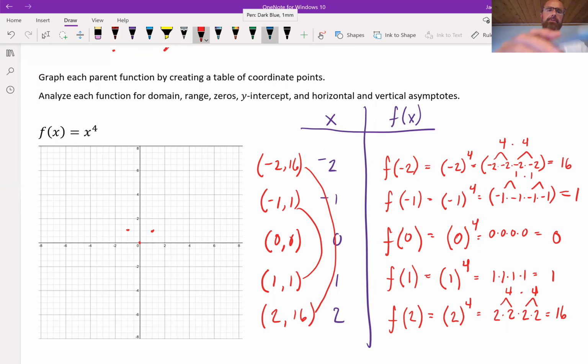Well, let's sketch that curve. So I'm going to start here from these estimated reference points at 16. And this is a U-shaped curve.